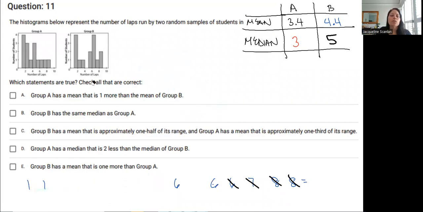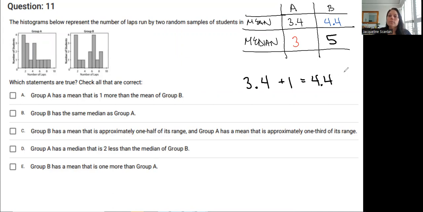Okay, I'm going to tell you that answer choice C is a doozy. So we're going to skip C and we're going to do the other 4 first. All right, so answer choice A says group A has a mean that is 1 more than the mean of group B. Is 3.4 1 more than 4.4? Says the mean, which is 3.4, is 1 more plus 1 than the mean of group B, which is 4.4.